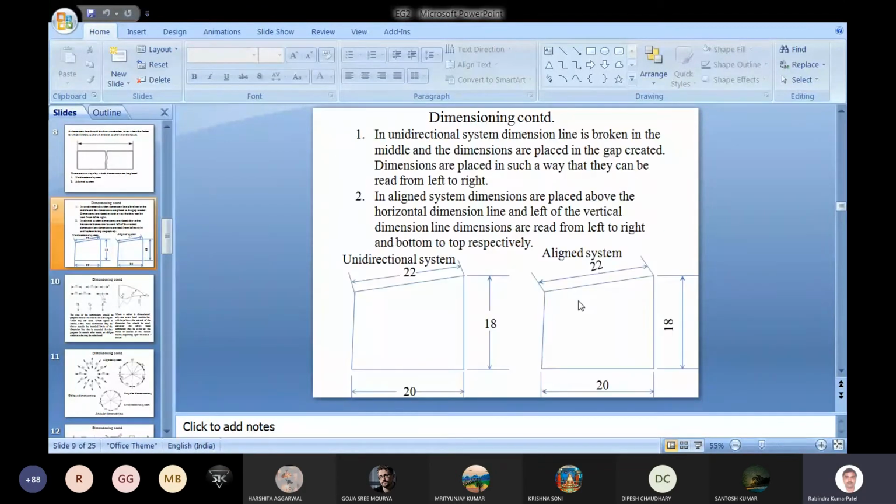So regarding the dimensional detail, we have gone through a little bit. We will complete the dimensioning later on. But what I wanted to cover, that is the projection of points, in today's class that I am going to start.